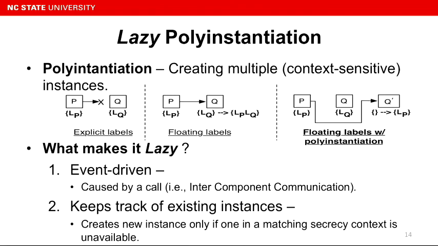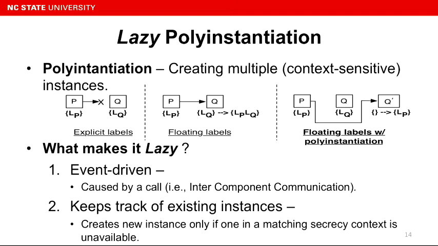Now polyinstantiation is best understood in our context when you compare it with explicit and floating labels. So to give you a brief recap, in explicit labels, when P calls Q, P and Q have to adjust their labels in order for the call to take place, otherwise the call is simply denied. In case of floating labels, the call is always allowed and the restrictions are simply propagated from the caller to the callee.